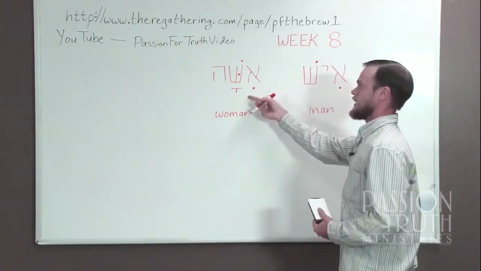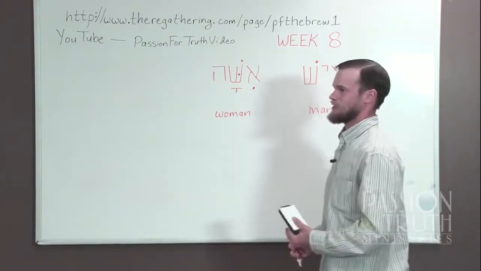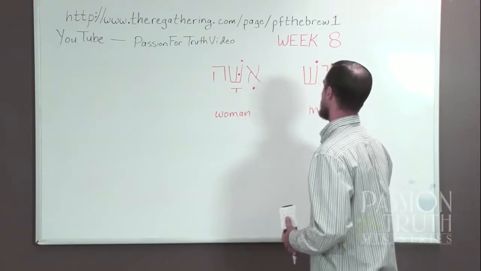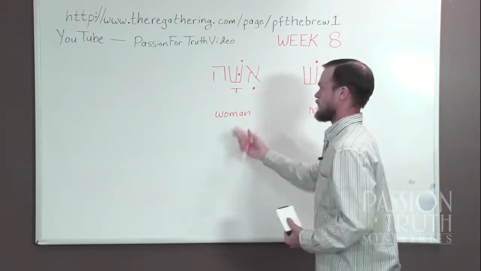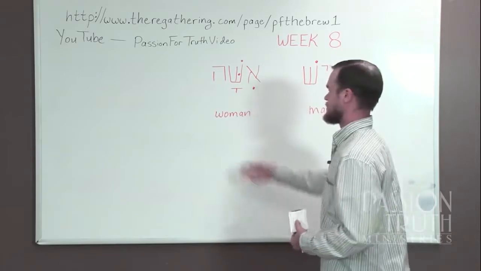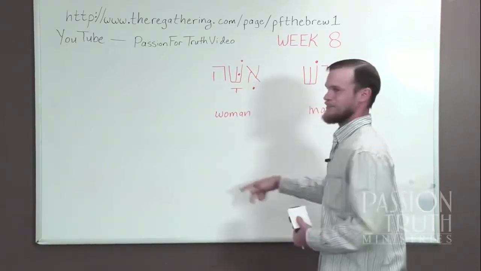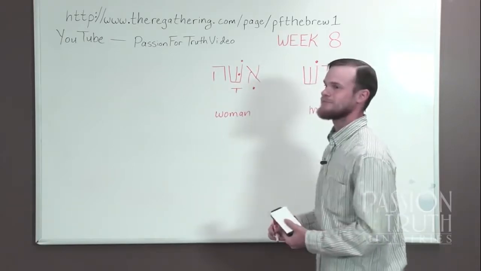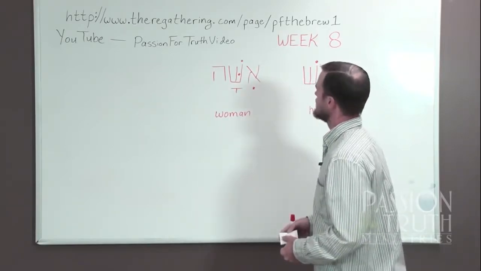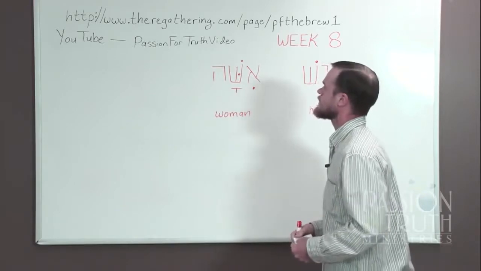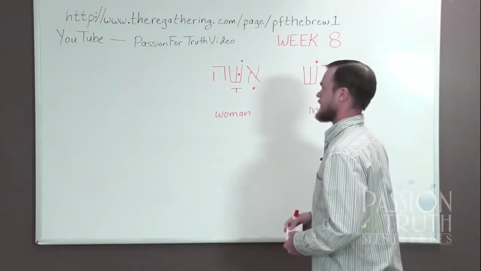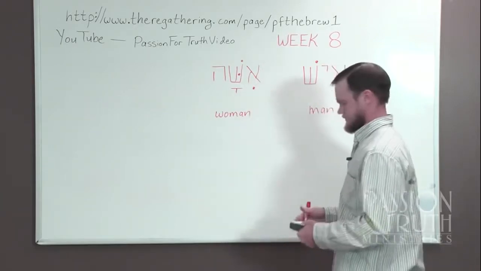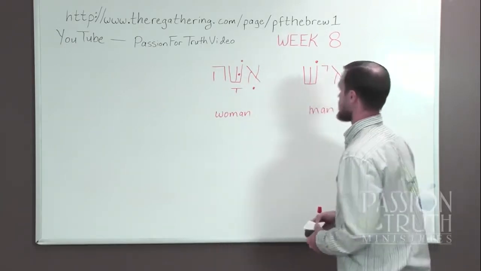Yes, she was called Isha because she was taken from Ish in Genesis 2. It's kind of funny that English has maintained that same wordplay, in essence. She's called woman because she's taken from man. The two words are obviously linguistically similar. Does the ah have something to do with woman? Not that I know of. Ah is the feminine ending, right? Okay, so that's man and woman.